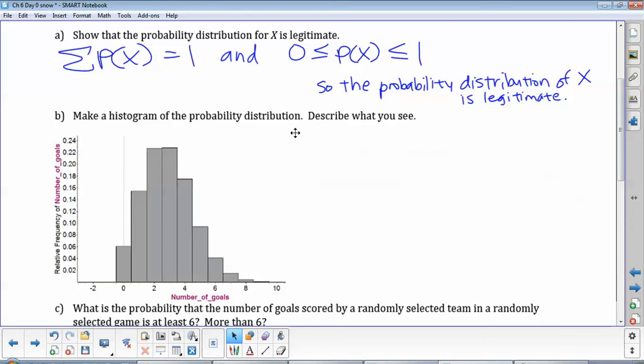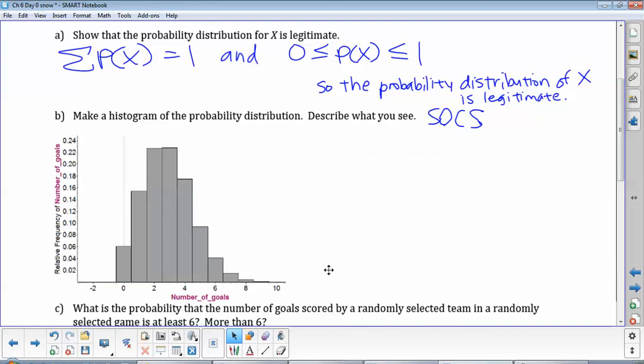Okay, hopefully you remembered that when you see describe a distribution, what we're talking about is SOCS. So hopefully you said something like the distribution is skewed right, maybe with the most likely number of goals being 2 or 3. All the values are between 0 and 9, but it's pretty unlikely to get more than 6 goals in a game, or something like that.